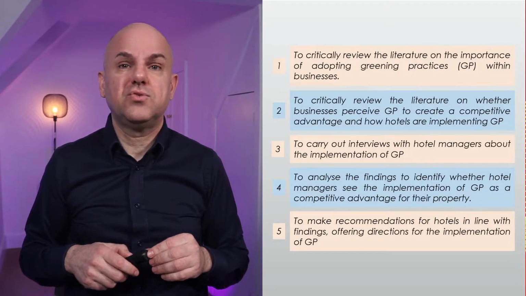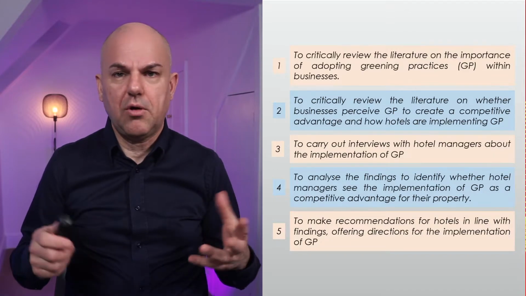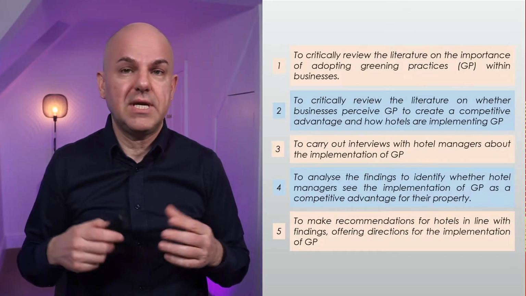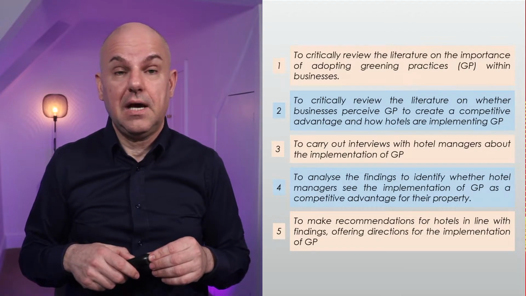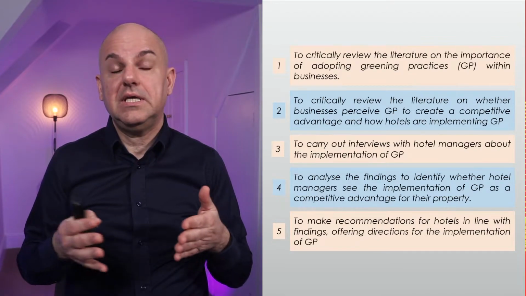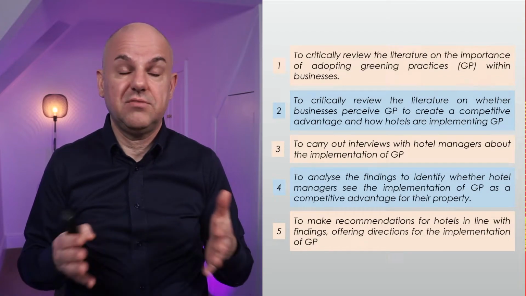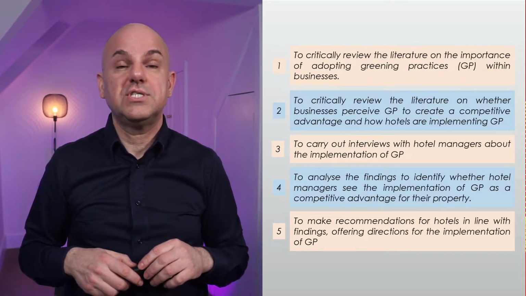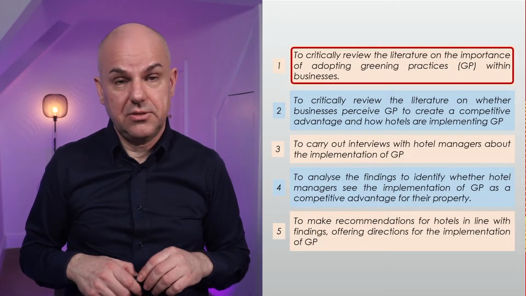I showed you a number of objectives at the beginning, and I said that we would be revisiting those objectives in order to analyze them in relation to the 2 types. So let's see which ones are process objectives and which ones are real objectives. If we look at the first one, it's about to critically review the literature on the topic, in this instance, the importance of adopting greening practices within businesses. And because doing the literature review is an activity that you have to do in order to develop any good piece of research, it's actually a process objective.